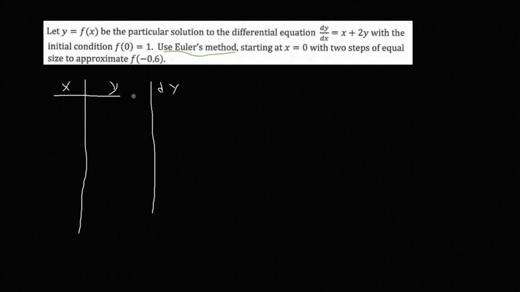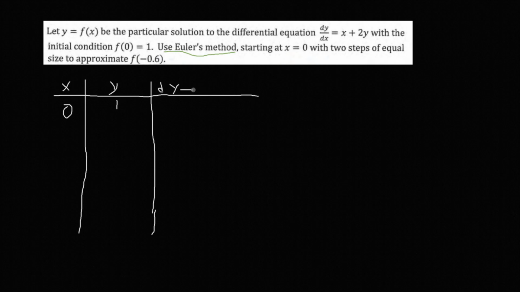All right. Now we have a Euler's method question. Use Euler's method. Lovely. All right. So I like my x, y, and dy tables because it just helps me stay somewhat organized. I already know my dy is going to be a lot longer than my other one. So starting at x equals 0, boom. F of 0 is equal to 1, boom. All right. That's the easy part.